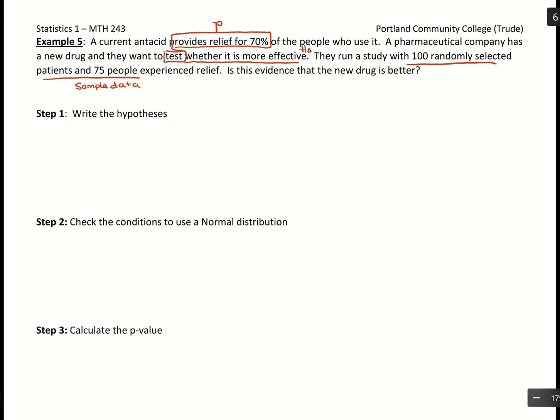So for writing our hypotheses, we want to ignore the sample data. What they're telling us is that we would assume that if we made an antacid, it would provide 70% relief. So we would assume a 0.7 there. Then what we want to test is whether it is more effective. So we want to show that it's actually larger than 70%. So there's our null and alternative hypotheses.